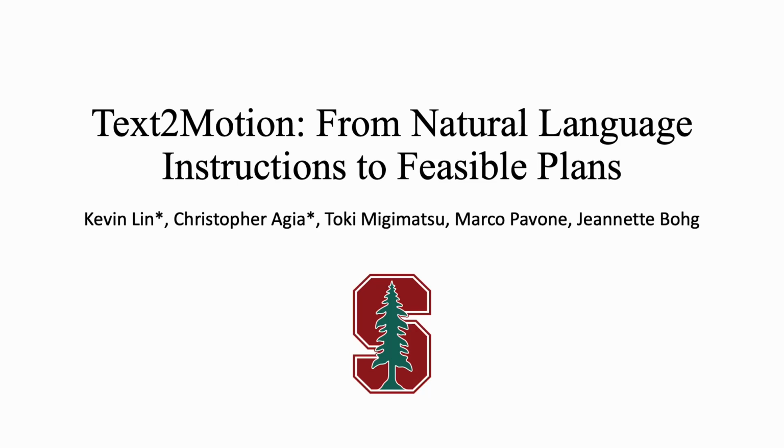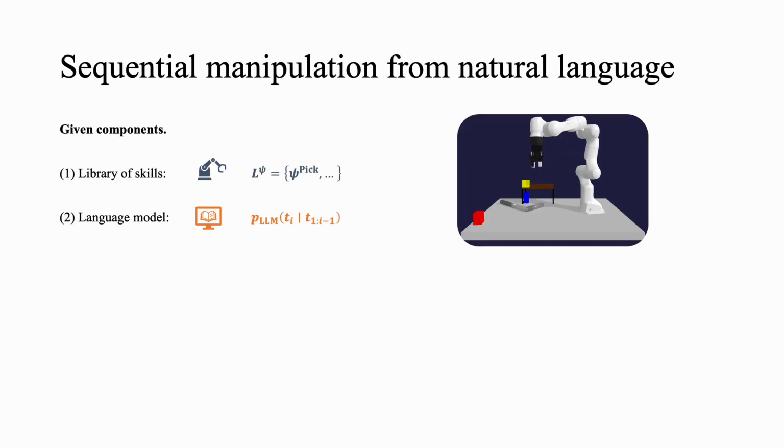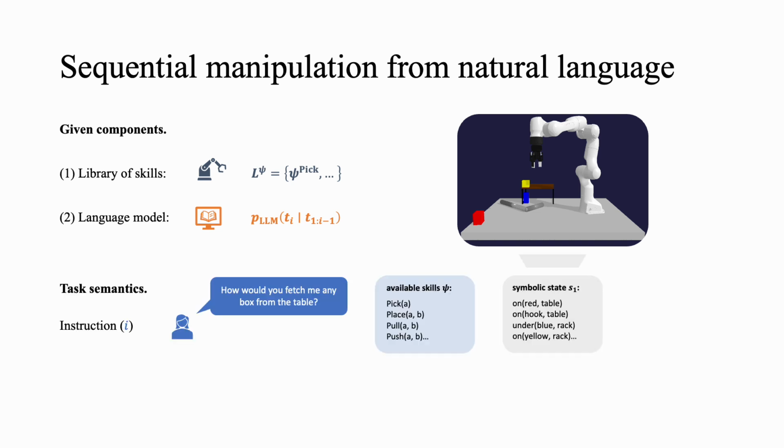We present Text2Motion, a language-based planning framework for solving geometrically complex sequential manipulation tasks. Consider the following problem. A robot is equipped with a library of learned skills and a large language model. It is given a brief description of the scene, followed by the instruction, "How do you fetch me any box from the table?" The robot's objective is to plan a sequence of skills that would satisfy the instruction if executed from the current state. Solving the task requires symbolic and geometric reasoning.